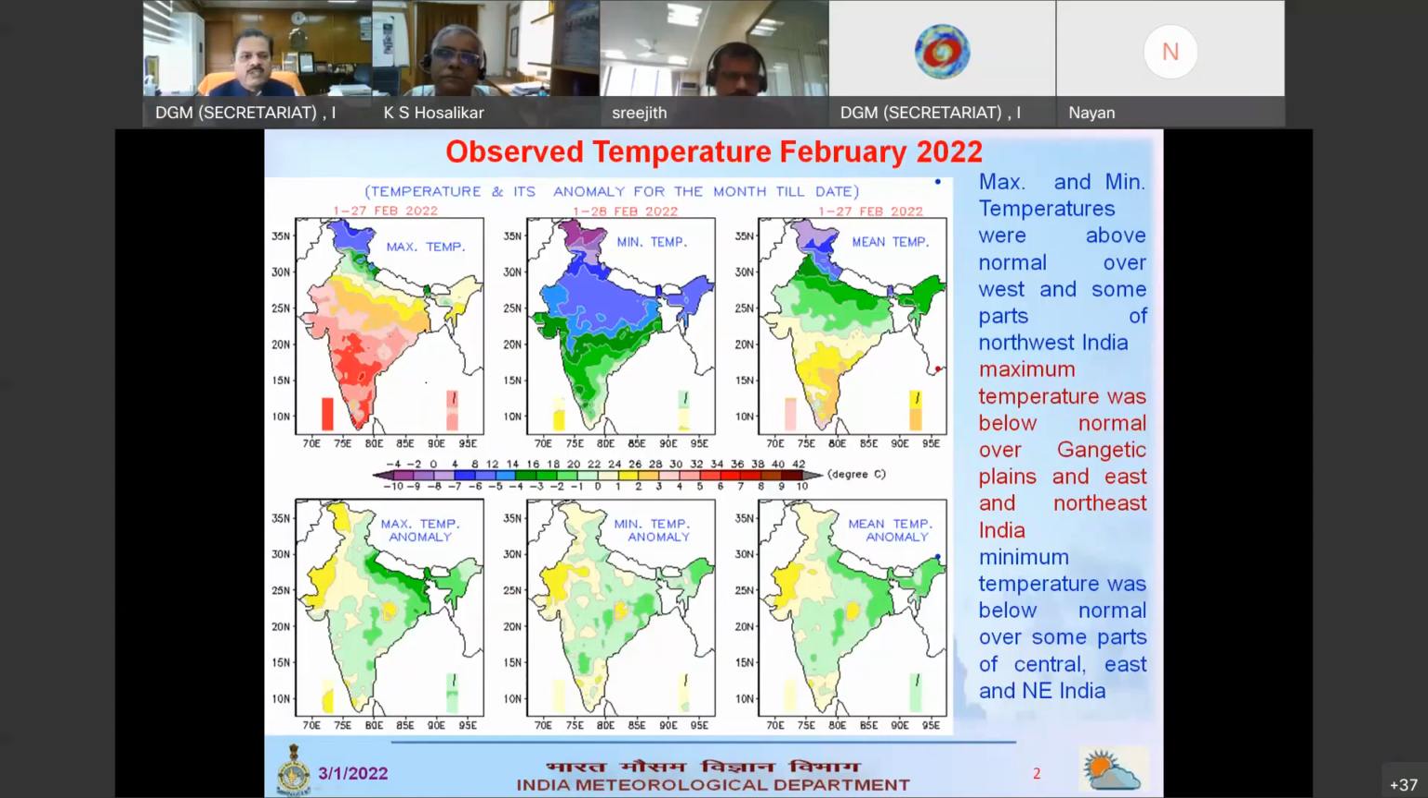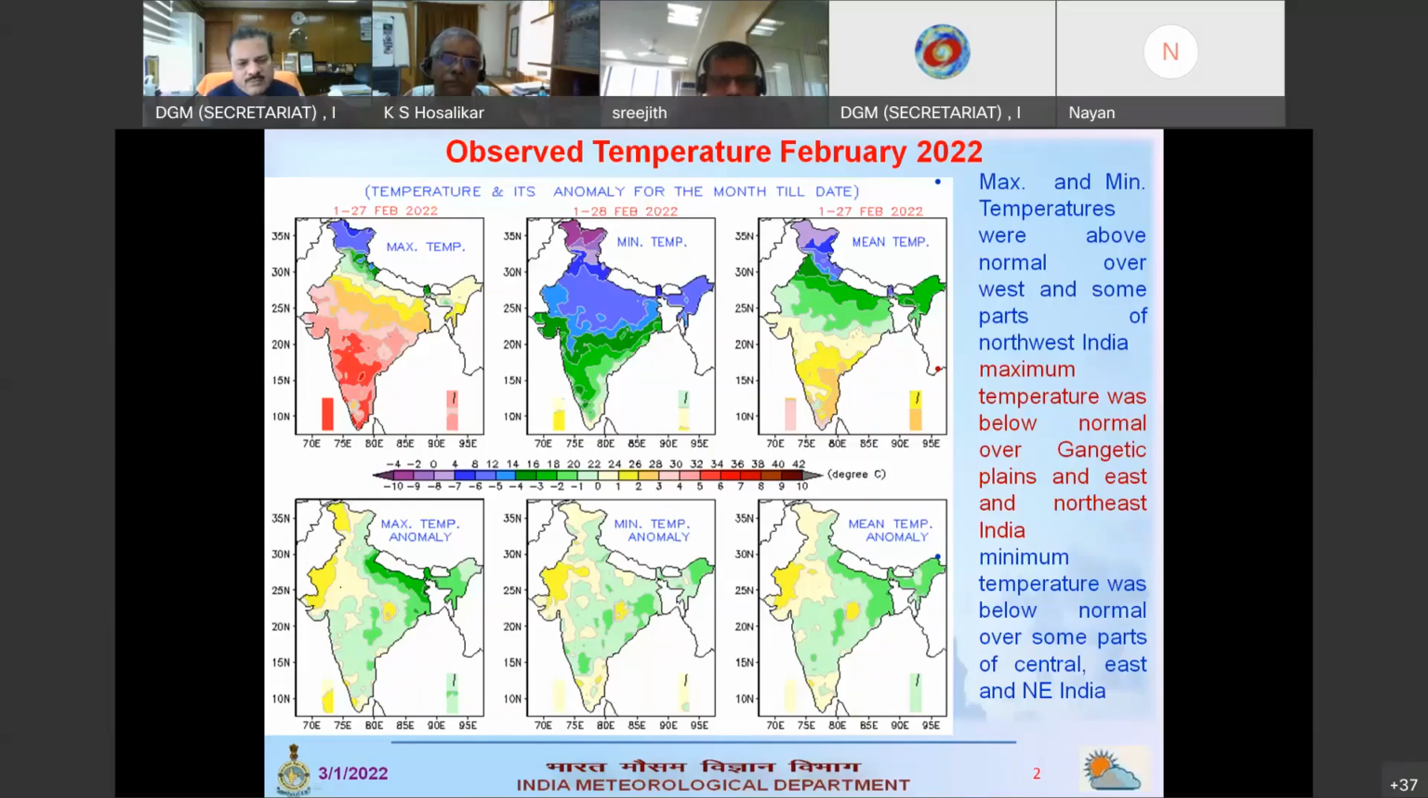So what you find on the left-hand corner diagram, that is maximum temperature, is that the temperatures are usually low in the month of February. But if you compare with the temperature normally expected in the month of February, that is the diagram below, you will find that the maximum temperature has been above normal over many parts of northwest and adjoining west central India, represented here in the form of the yellow color or light yellow color.